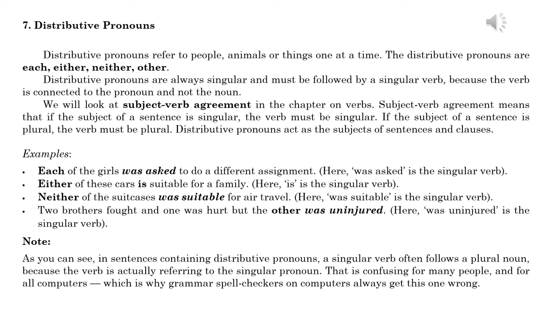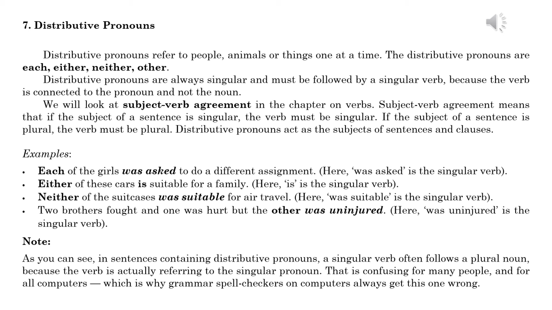Seven. Distributive pronouns. Distributive pronouns refer to people, animals, or things one at a time. The distributive pronouns are each, either, neither, other. Distributive pronouns are always singular and must be followed by a singular verb, because the verb is connected to the pronoun and not the noun.